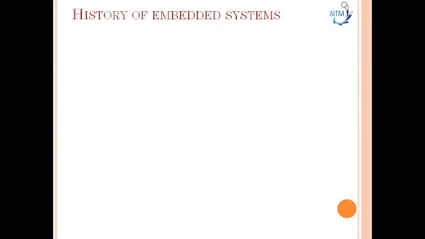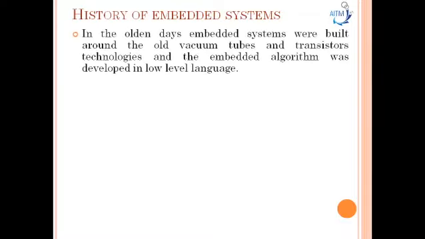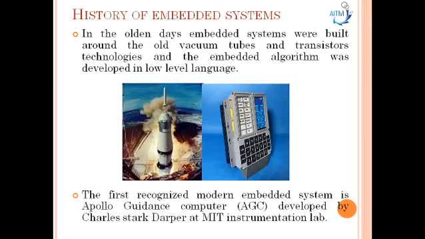Now going to the history of embedded systems. In the olden days, embedded systems were built around vacuum tubes and transistor technologies, and the embedded algorithm was developed in low level languages. As you can see in the picture, this is the first recognized modern embedded system, the Apollo guidance computer. The Apollo guidance computer was the first modern system which collects and provides flight information and automatically controls all of the navigational functions of the Apollo spacecraft.